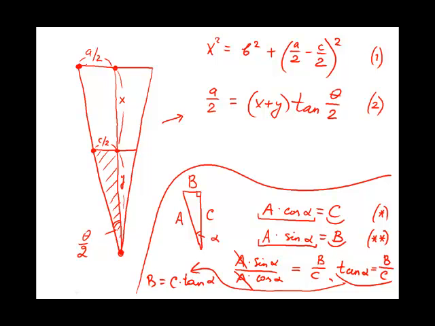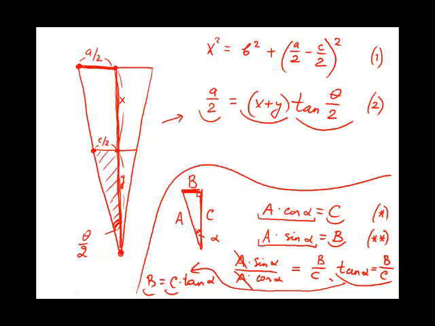A over 2, which is similar to B, capital B, equals x plus y, which is similar to capital C, times tangent theta over 2. And theta over 2 is similar to alpha. True? Do you guys all follow me?